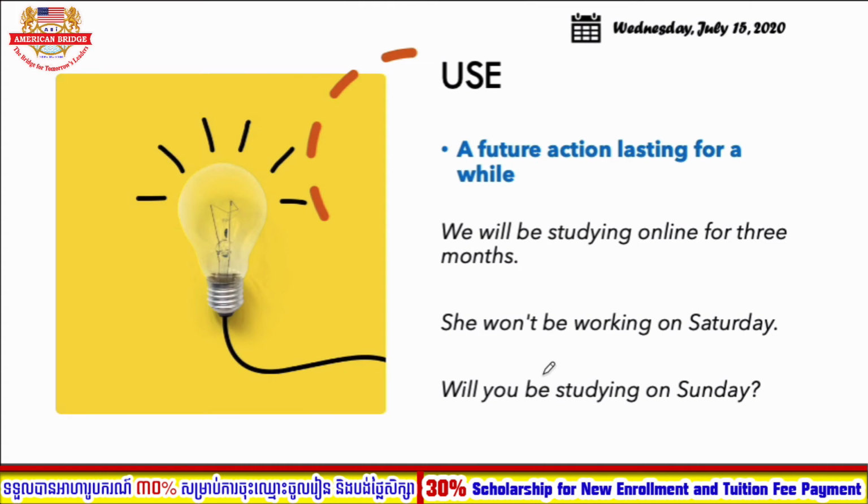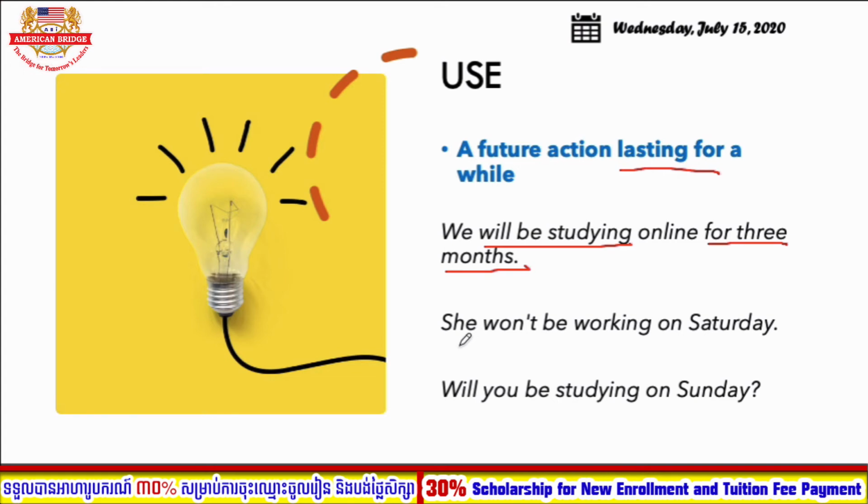You can also use future continuous to talk about an action lasting for a while. So look at the example. We will be studying online for 3 months. Just for example. So for 3 months here refers to the duration from now up until the future. And in that specific period of time, we will be studying, which means we are doing those activities in the future for a period of time, which is three months.